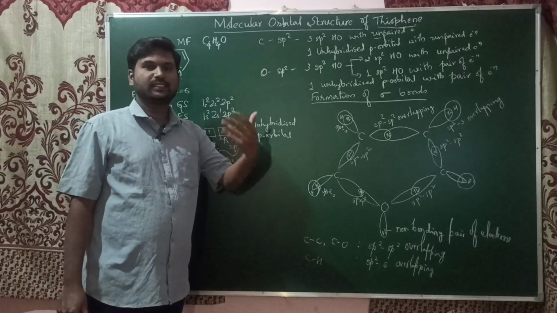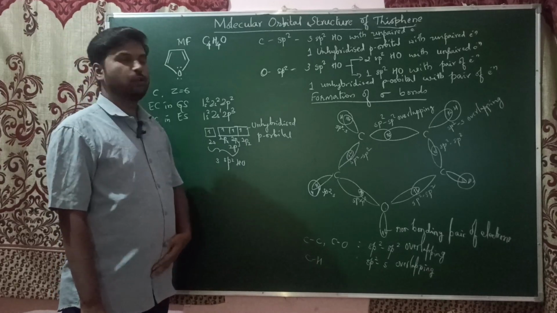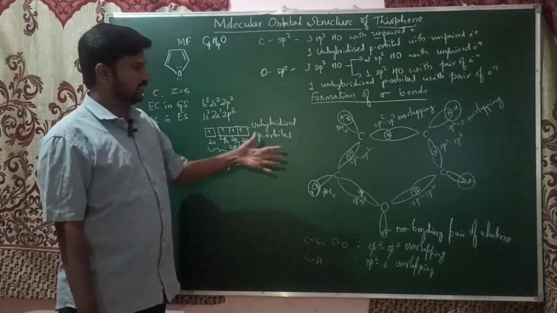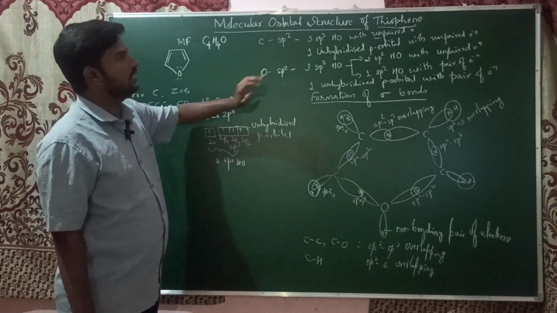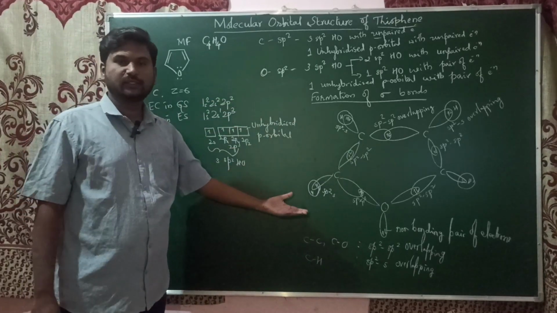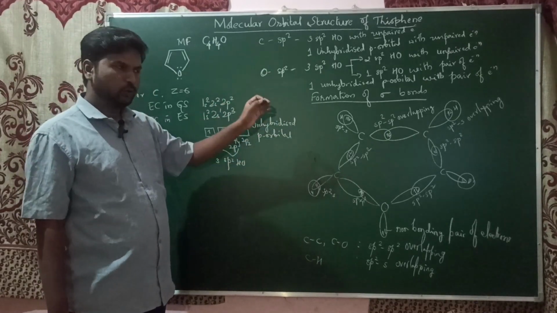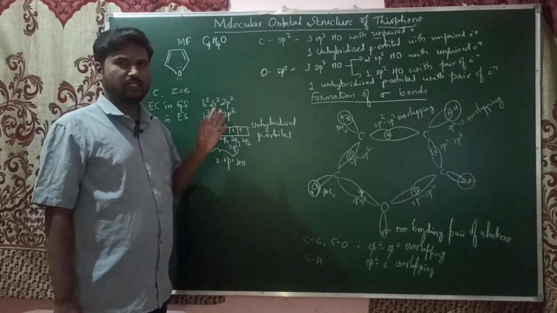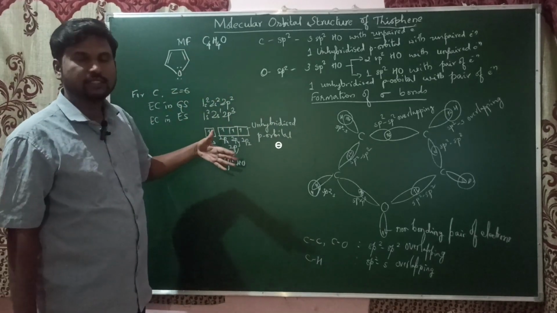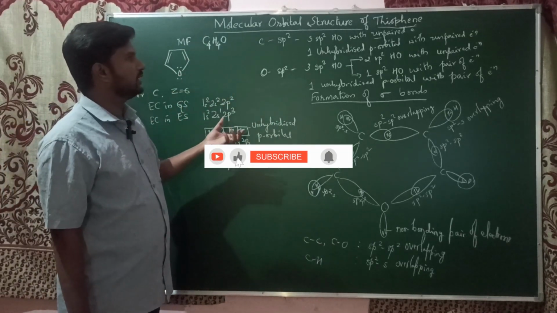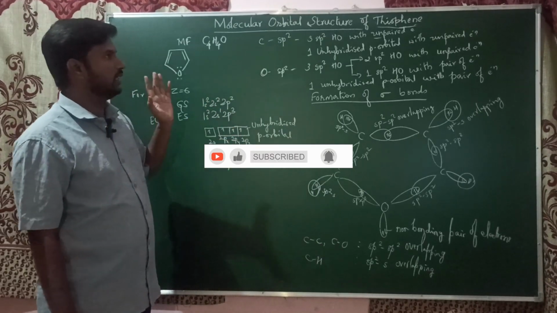Hi dear students. So now we'll discuss the molecular orbital structure of thiophene. You can see sir has already written it. I'm rewriting because in the last class we saw the molecular orbital structure of furan. Both have the same structure and almost the same structural properties. That's why I'm just rewriting on the structure of the molecular orbital structure of furan.